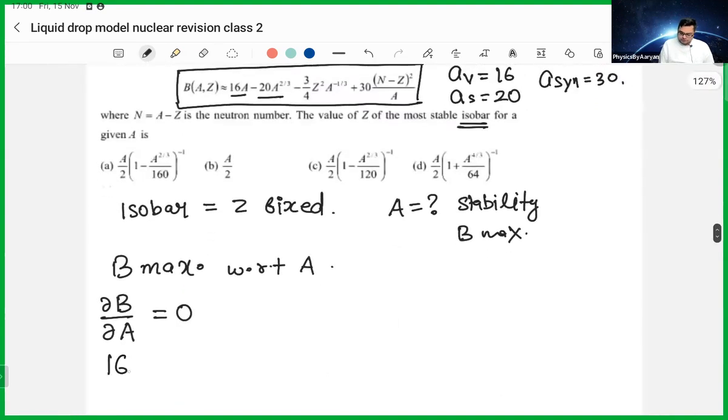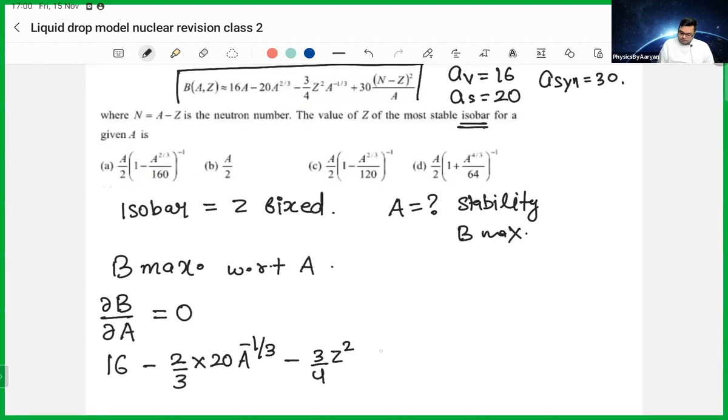So if I do, I will get the first term's differentiation will be 16, the second will be 2 by 3, 20, we will write it like this, and I will get a to the power -1/3, and then in the third 3/4 z square, and then -1/3 comes as such, and it will become -4/3, and then you have 60.